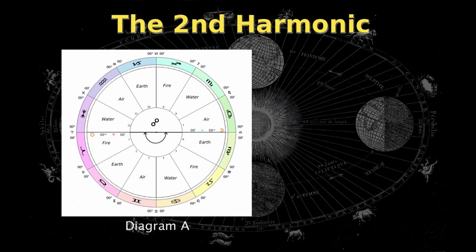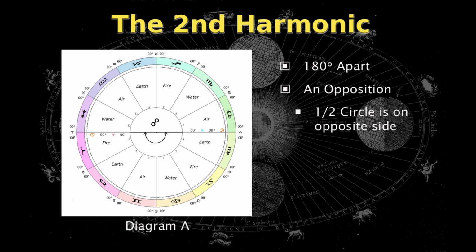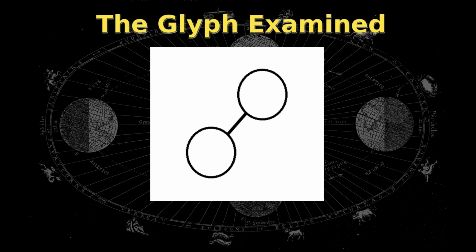The second harmonic happens when two or more planets are 180 degrees apart. It's called an opposition because after traversing half of the circle, one or more planets is on the opposite side, and its symbol is two circles connected by a line. You can think of these two circles as planets trying to move in opposite directions. The line is like a rope connecting the two, keeping them together.